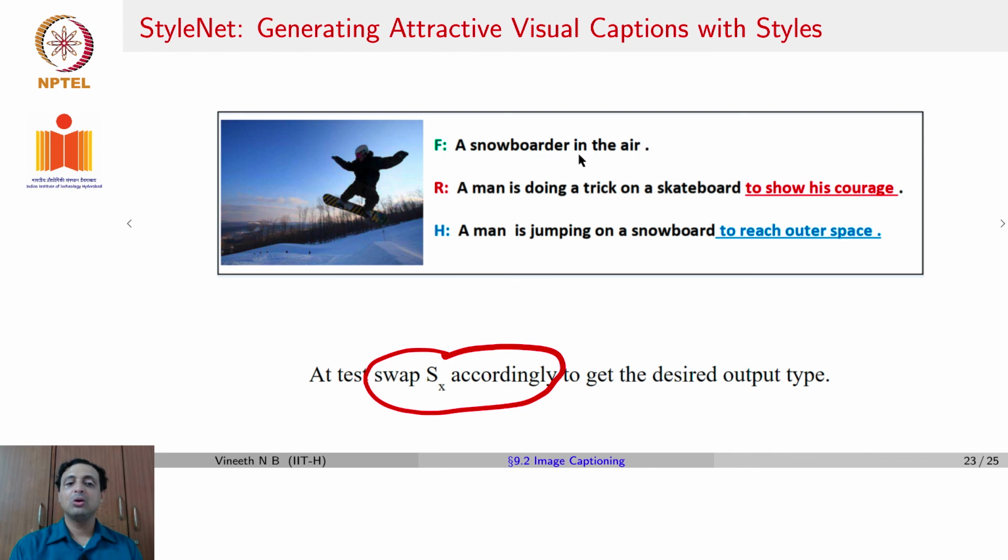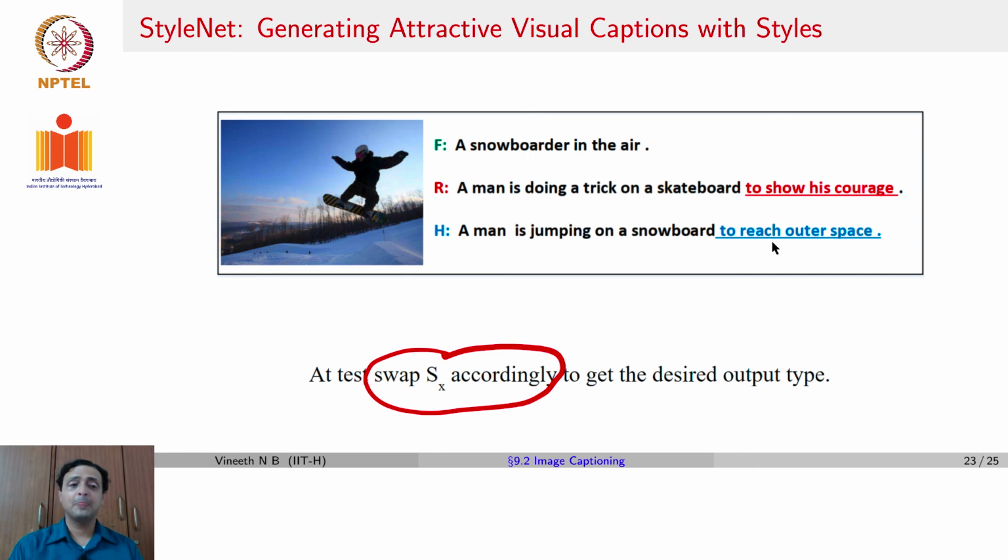in the air, or a romantic caption which says a man is doing a trick on a skateboard to show his courage, or a humorous caption which is a man is jumping on a snowboard to reach outer space. The tone may not be completely convincing, but it gives an idea of how you can vary what you need by factoring the LSTM and then trying to change the S matrix in the middle to get different tones in the caption.